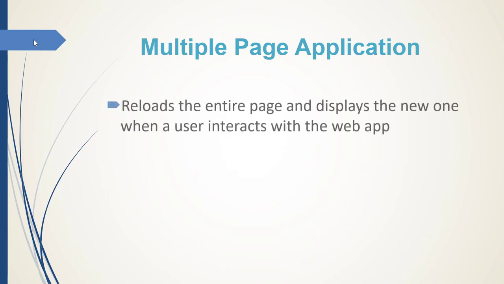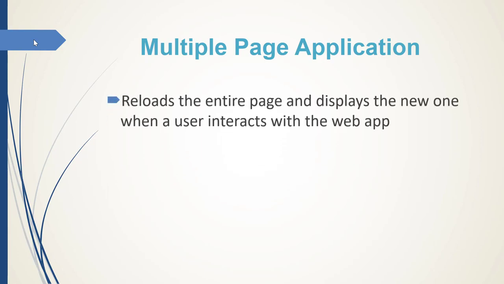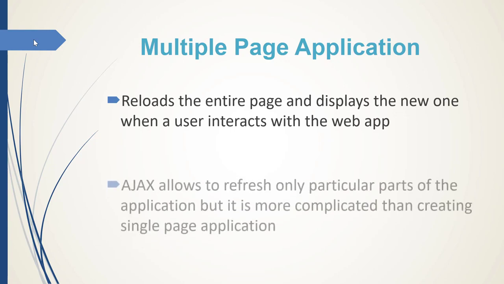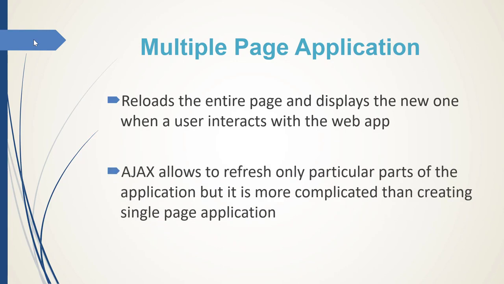In multiple page application, the first time the page is loaded, the entire HTML is loaded. After that, every time the user clicks on a button or navigates, the entire page is reloaded. Yes, that is multi-page application for you. Ajax can be used for refreshing only particular parts of the application, but it is more complicated than creating a single page application. Is the definition clear to you, or are you still confused? In case you are still confused, you will be cleared with the help of the next diagram.